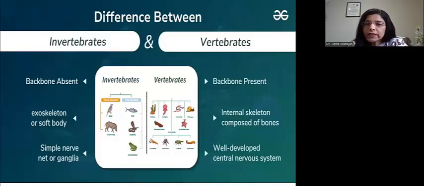In vertebrates, they have a well-developed structure. The nervous system is very well developed. Whereas in invertebrates, the backbone and the nervous system are not well developed. They have a simple nervous system or simple ganglia in invertebrates, and a very well developed nervous system in vertebrates.